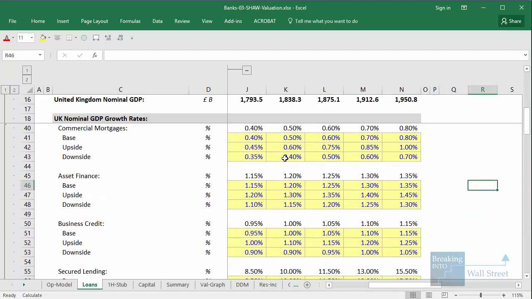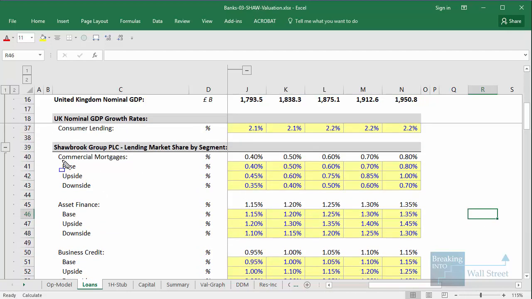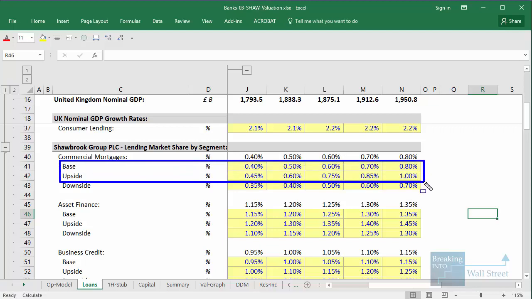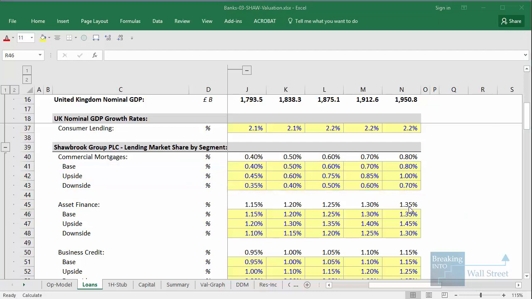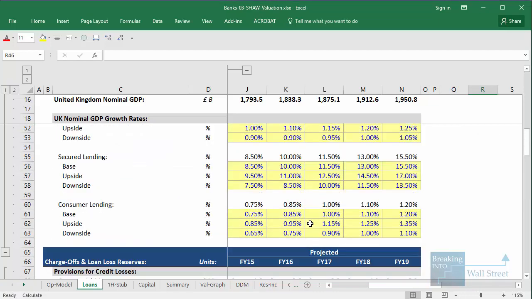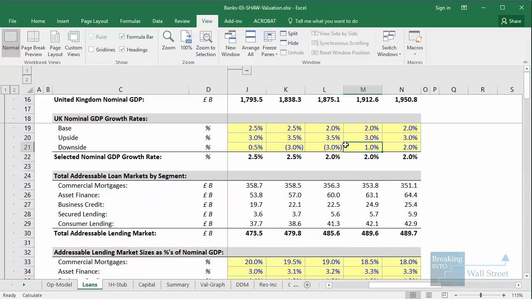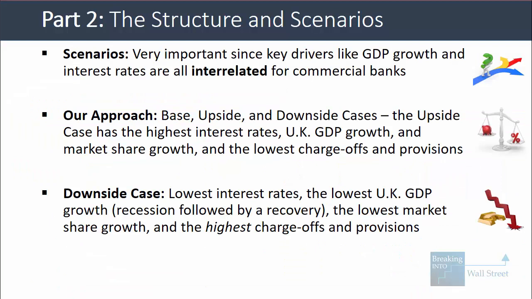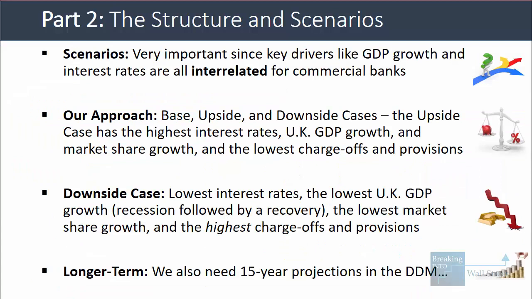What does change, though, is the company's market share. And you can see that once again, in the base case, we're sort of in the middle with market share. The upside case is higher and the downside case is lower. And we do that across a number of these scenarios. I'm not going to go through everything. This is just intended to give you a flavor of what you might change and how these assumptions are all interrelated for commercial banks. In the dividend discount model, we actually create 15-year projections here.